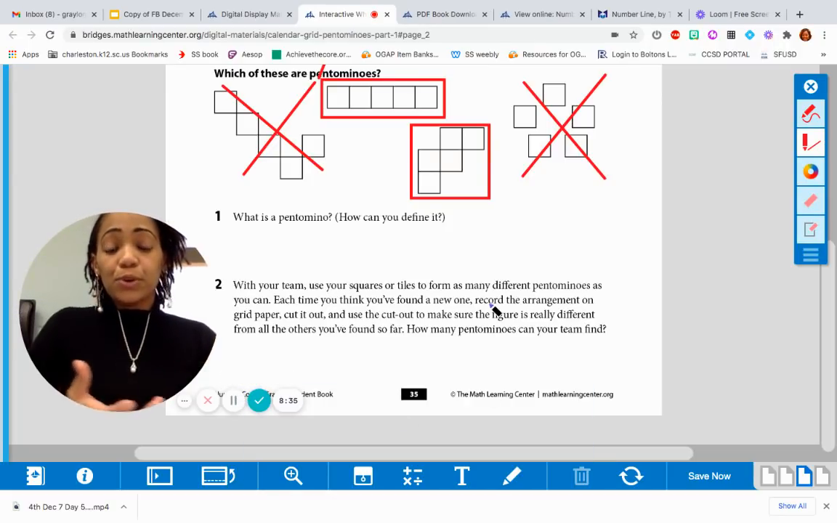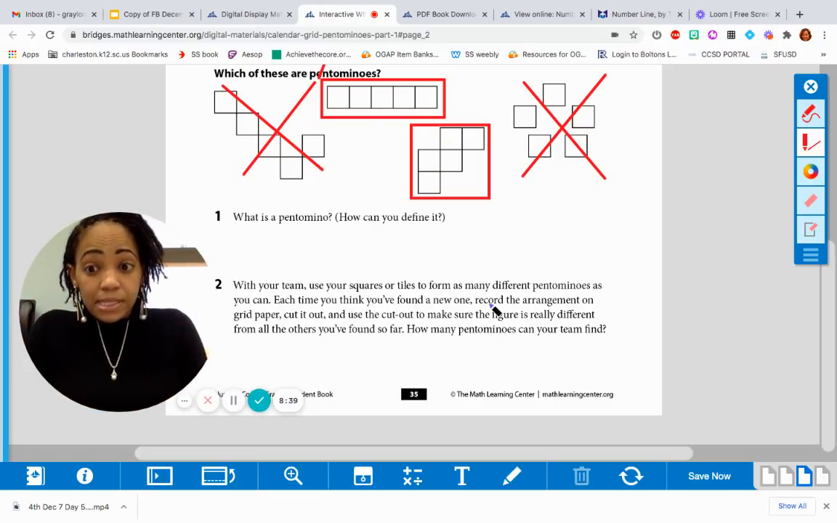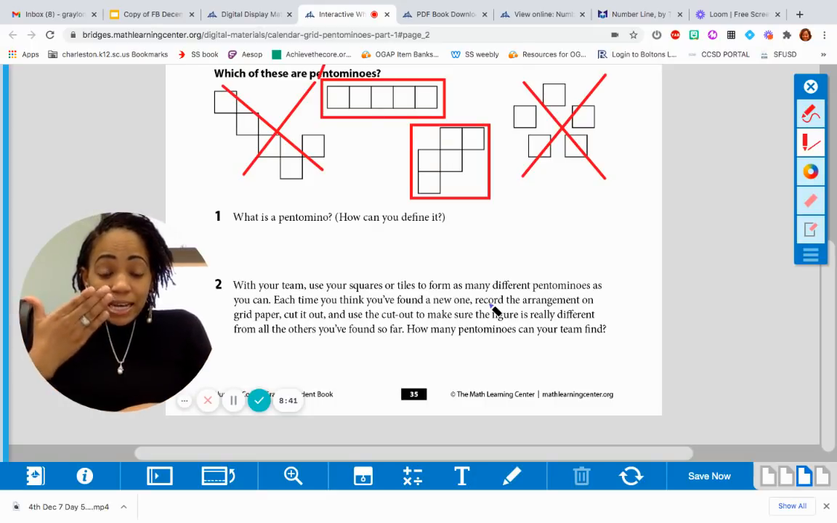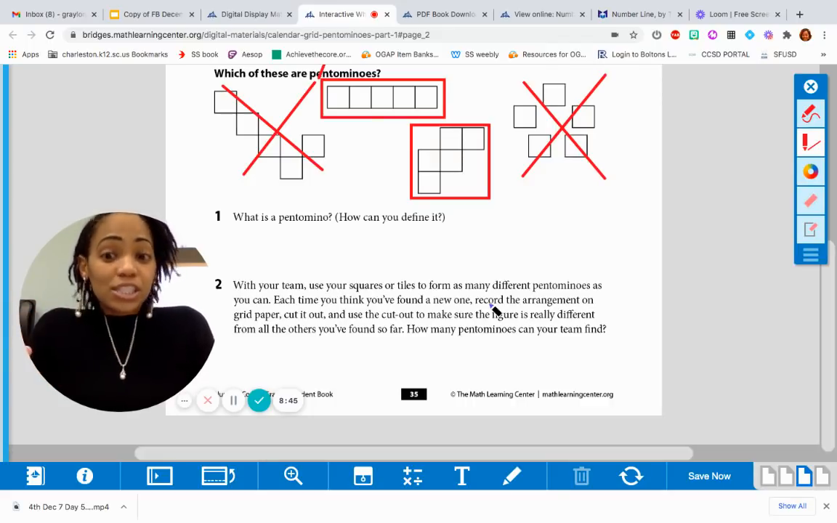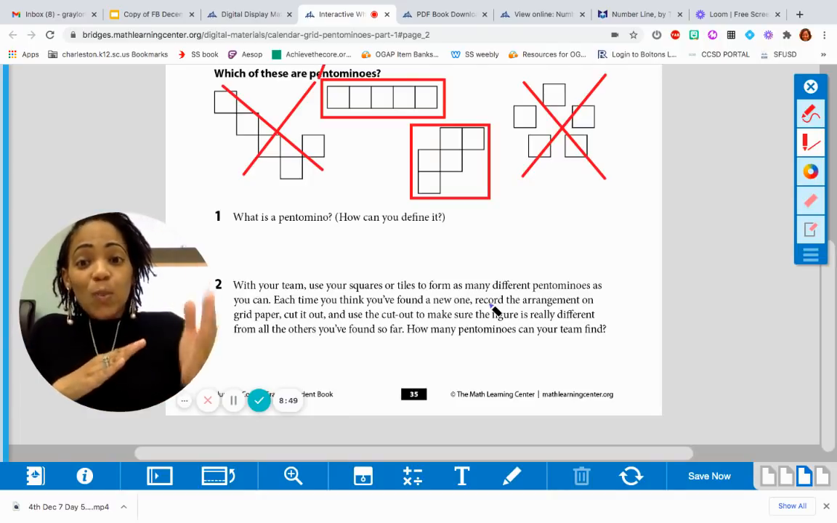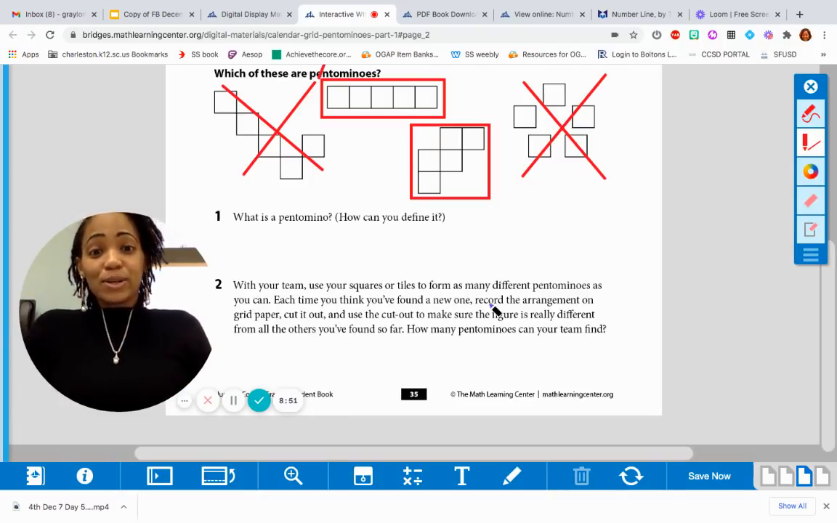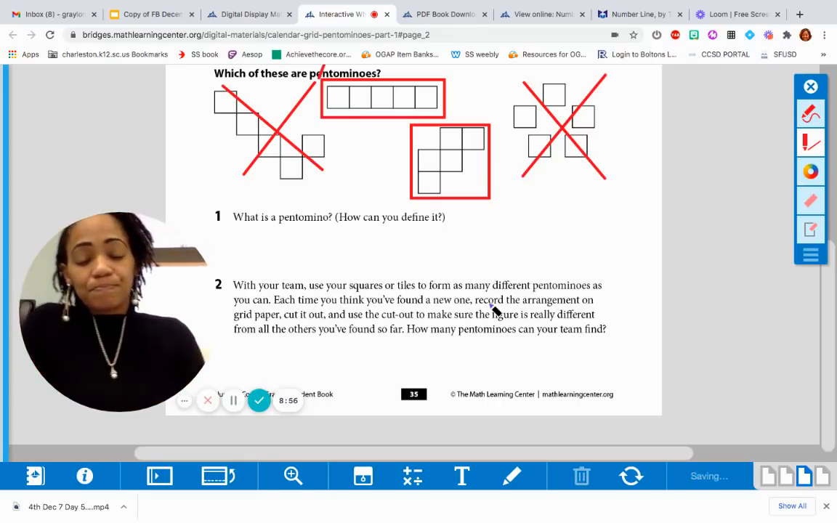Right. So hopefully you wrote something along the lines of, a pentomino has an area of 5 square units. So it's 5 congruent shapes that are squares. And they have to have at least one side touching. We call that an edge. So at least one edge has to be touching another one of those shapes.